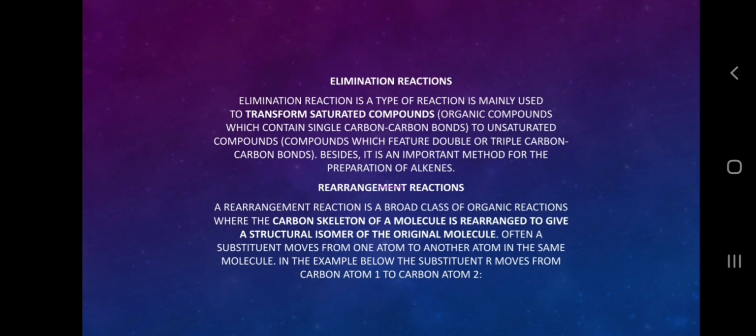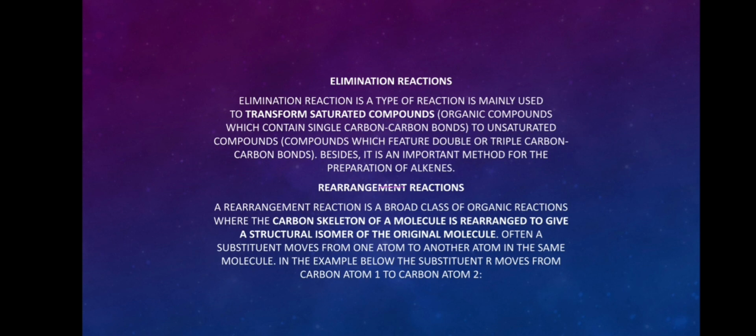The elimination reaction. An elimination reaction is a type of reaction mainly used to transform saturated compounds, organic compounds which contain single carbon-carbon bonds, to unsaturated compounds, compounds which feature double or triple carbon bonds. Besides, it is an important method for the preparation of alkenes.